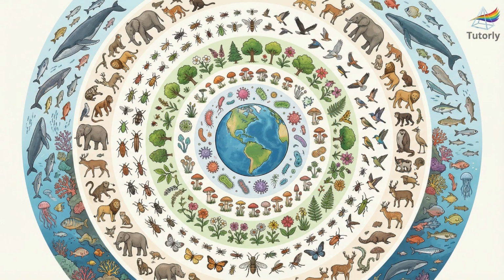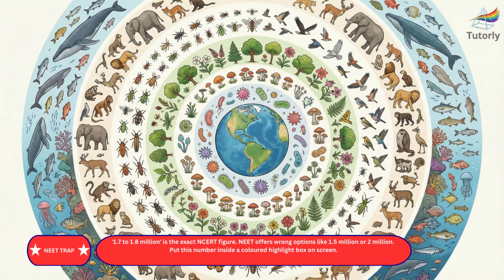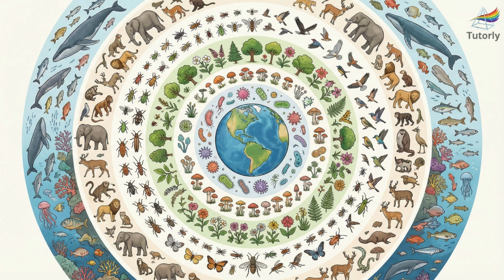Now, what exactly is the problem that made all of this necessary? Biodiversity. Between 1.7 and 1.8 million species are known and described on Earth, and scientists keep finding more every year. With that many organisms, local names simply do not work.